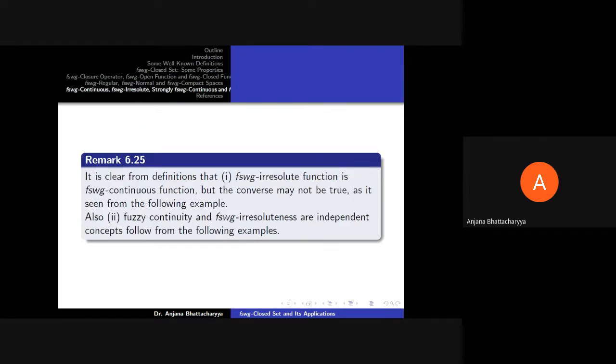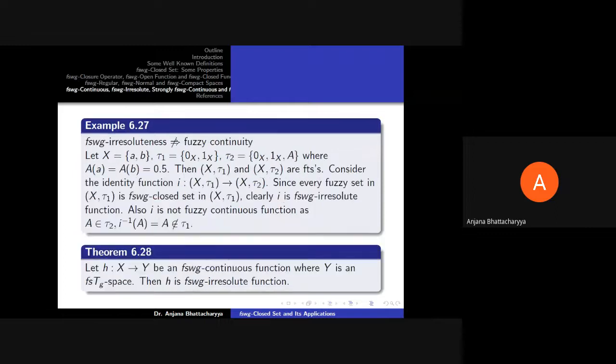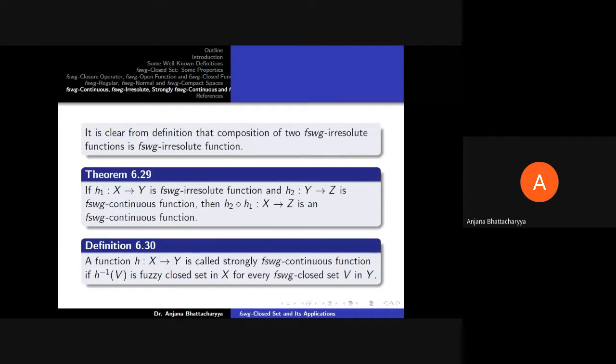Now, we conclude that an Fswg irresolute function is Fswg continuous but not conversely. And fuzzy continuity and Fswg irresoluteness are independent concepts. Follow from these examples. Now, let h: x to y be Fswg continuous where y is an FSTG space, then h is Fswg irresolute. And it is clear that the composition of two Fswg irresolute functions is also so. When h1: x to y is Fswg irresolute and h2: y to z is Fswg continuous, then the composition is Fswg continuous.